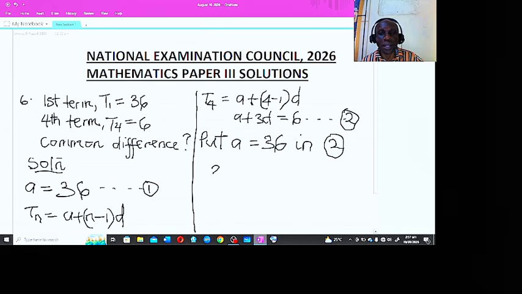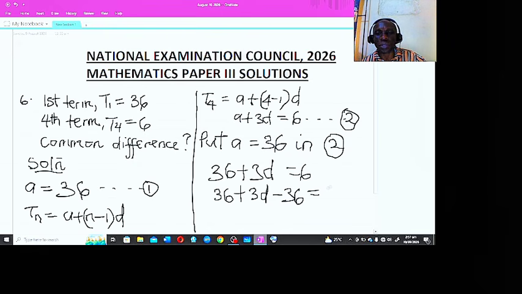So rather than have a, we'll have 36 plus 3d equals 6. The next thing we do is to subtract 36 from both sides. So we'll have 36 plus 3d on the left hand side, using the balance method, minus 36, equals, you do the same thing this other way, 6 minus 36. What you do to the left hand side, you do to the right hand side. So 36 take away 36, we are left with 3d. And then finally 6 take away 36 will give us negative 30.